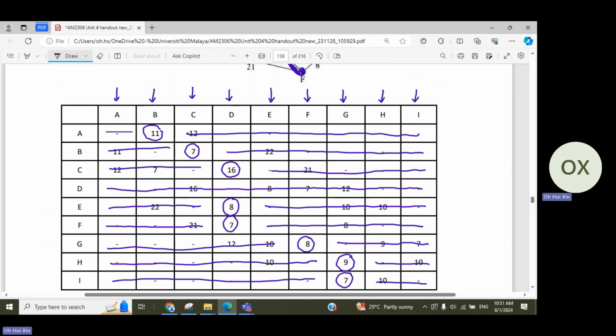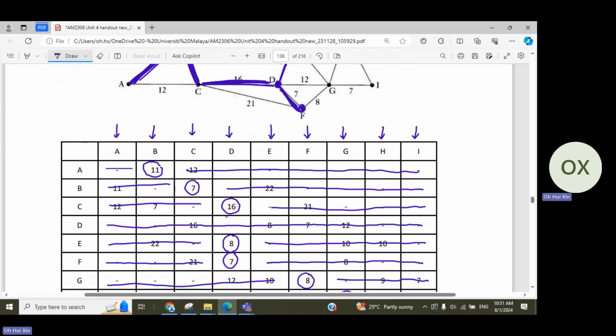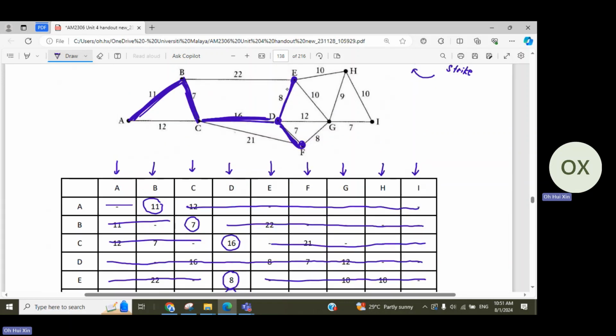Okay, so after we have finished this part, now we are going to put the answer inside the diagram. Okay, so AB, meaning that AB is 11. So this is the one that you choose. Okay, so 7 is between B and C, so that's why between B and C. So C to D, you have 16, so C to D, you have 16. Okay, then after that, continue. E to D, you have 8, so E to D, we have 8, so just now I already highlighted.